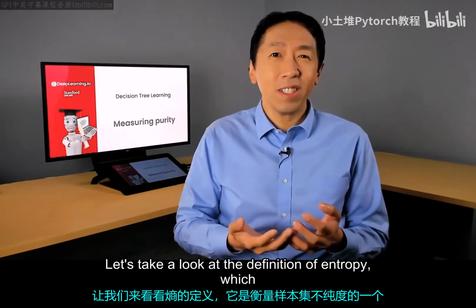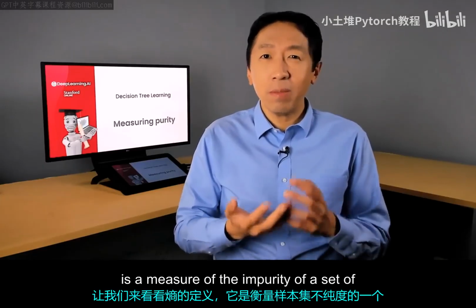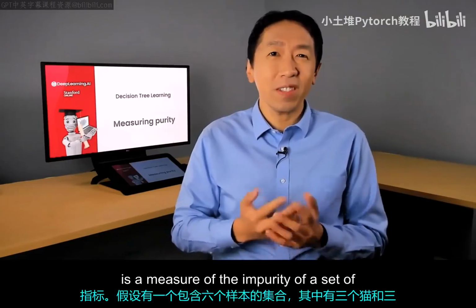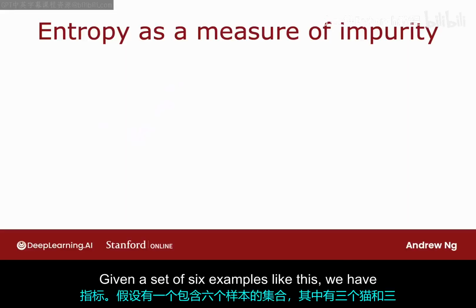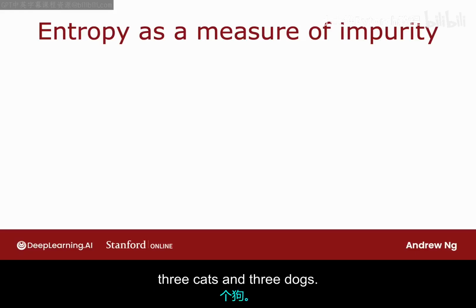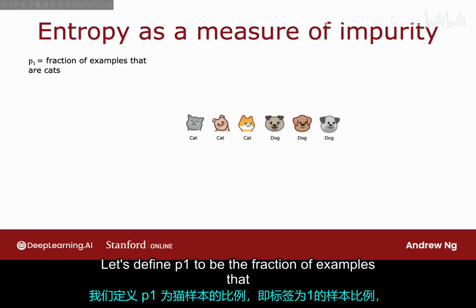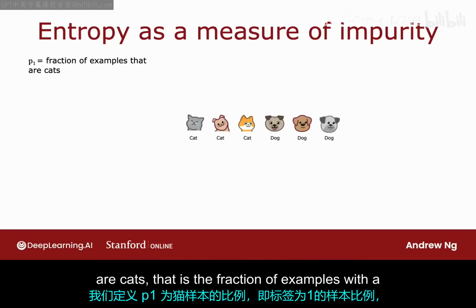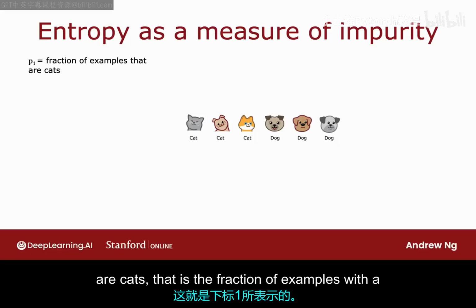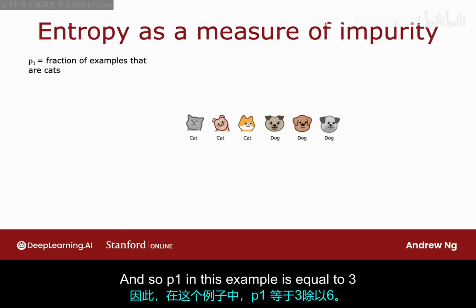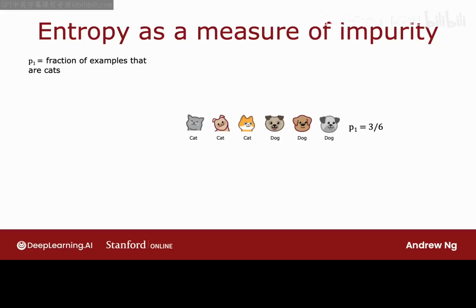Let's take a look at the definition of entropy, which is a measure of the impurity of a set of data. Given a set of 6 examples like this, we have 3 cats and 3 dogs. Let's define P1 to be the fraction of examples that are cats. That is, the fraction of examples with a label 1. That's what the subscript 1 indicates. And so P1 in this example is equal to 3 out of 6.